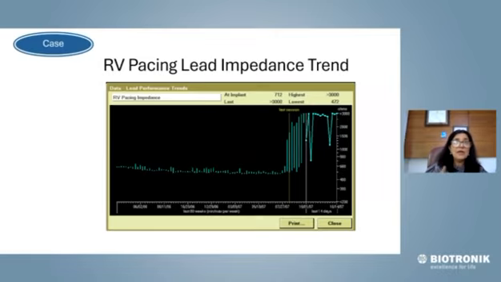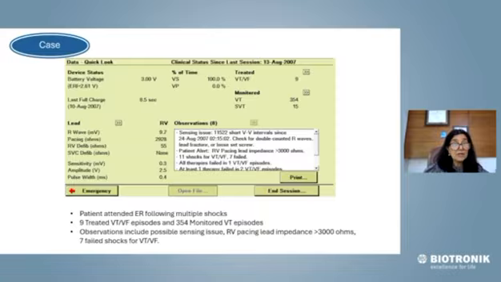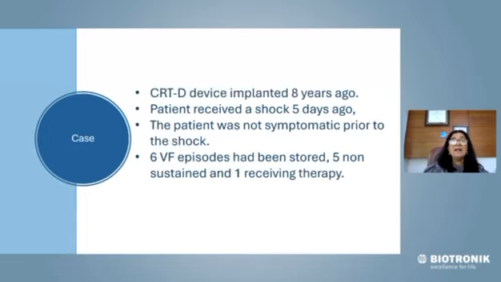I told you, if the lead impedance suddenly changes, you get to know that there is an insulation breach or a conductor coil fracture. So here the impedance has suddenly increased. When the impedance suddenly increases, it means there is a conductor coil fracture. This patient has had an electrical storm. You can do nothing for this patient, but this patient will need a change in the ICD lead.